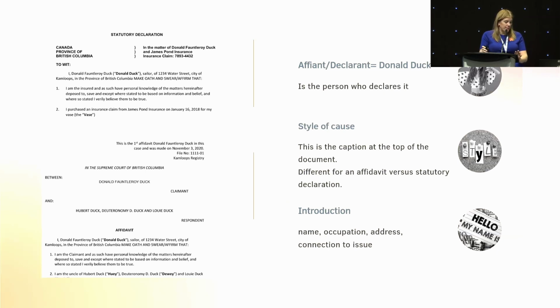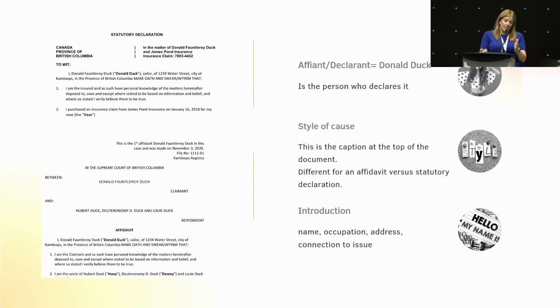It's very different for an affidavit versus a statutory declaration. That's how you have to look at the difference. This one right here, I showed because this is how you would do it for the Residential Tenancy Branch or an insurance company, or if you're just sending it off to some government body where you're not actually in court. Then you have the introduction.